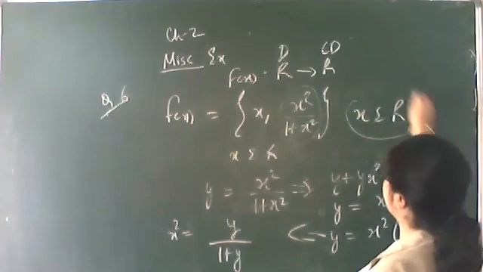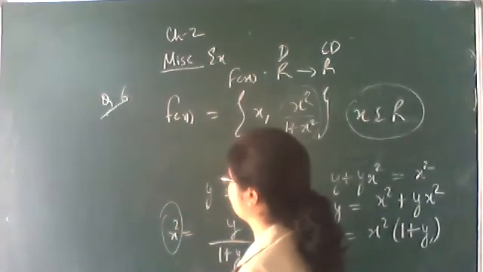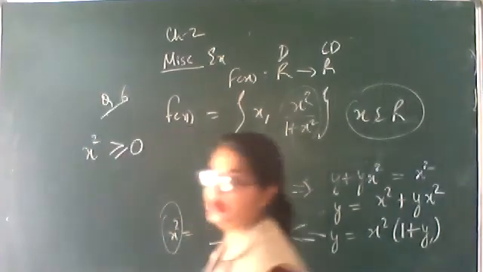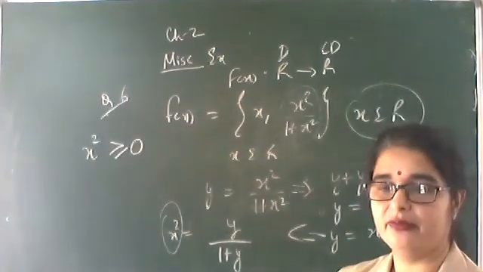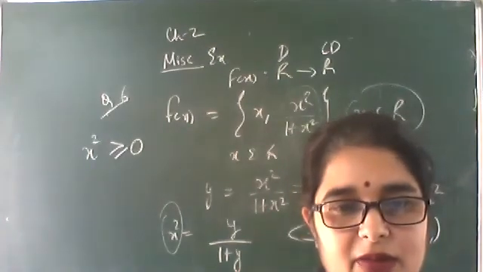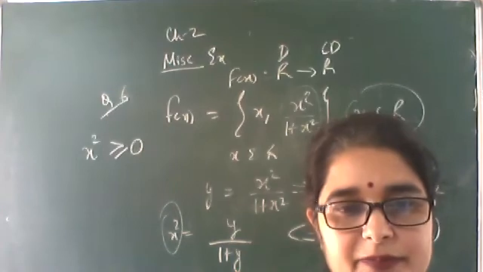So if x is a real number, what can you say about x square? X square will always be greater than or equal to 0. Please mute yourself. So much noise is coming. Please mute yourself.